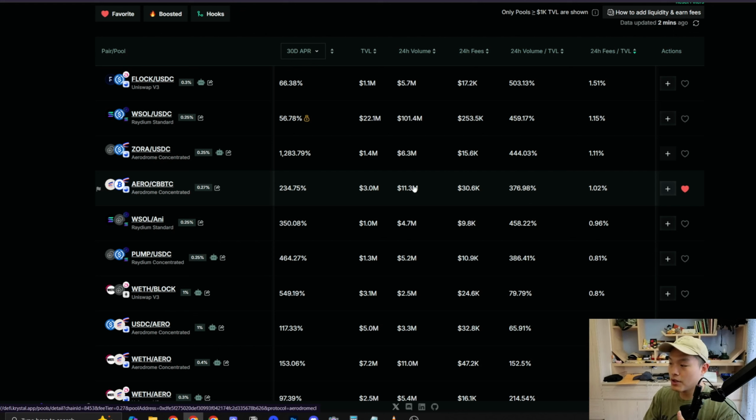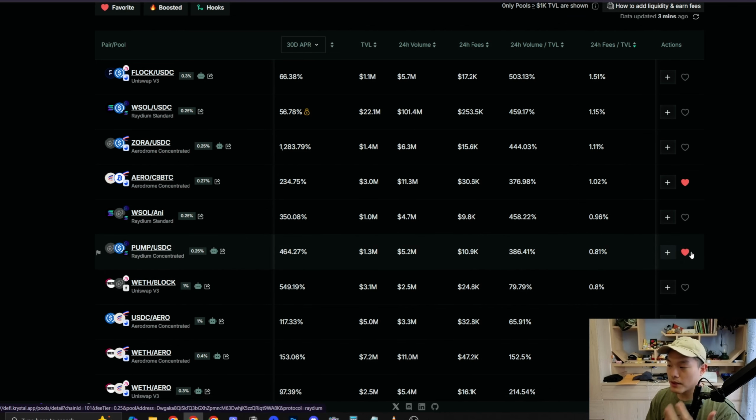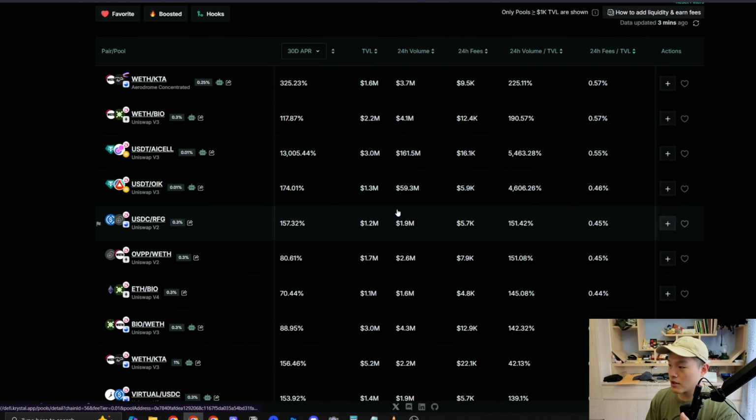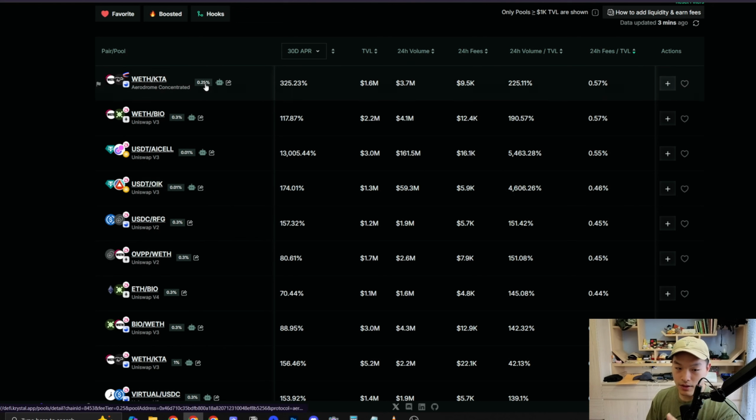So for example, I could tick on this PUMP and USDC as well. PUMP is a token by the token launchpad called pump.fun. So if I want to invest into this token, I want to dig deeper into the tokenomics, what's the use case for it, what's the bull and bear case for it, and do my research from there, right? But in this initial process, I'm just bookmarking the different pools that I want to look into.